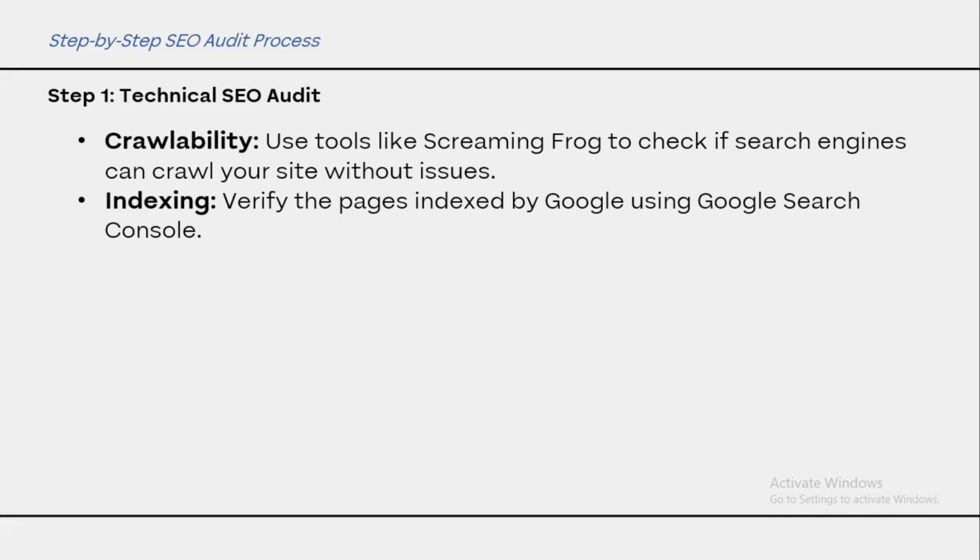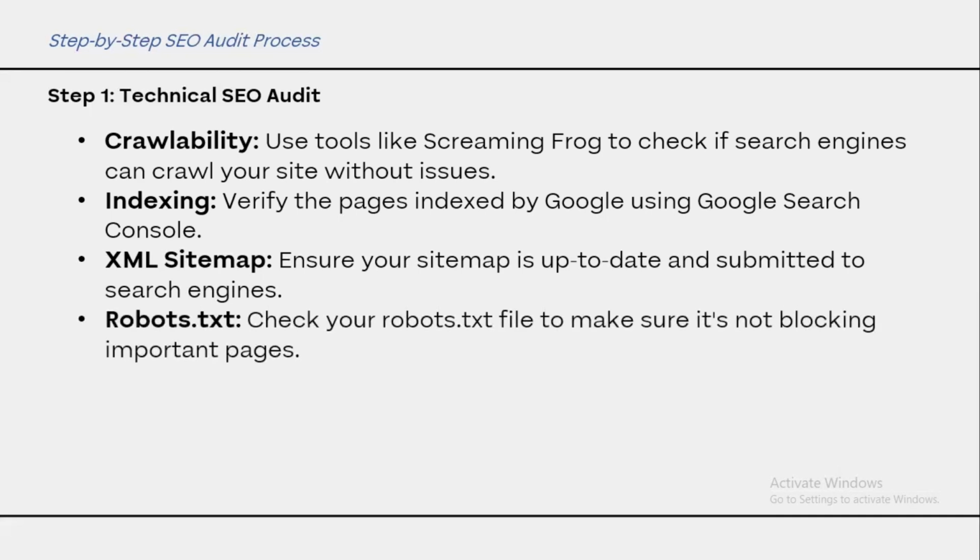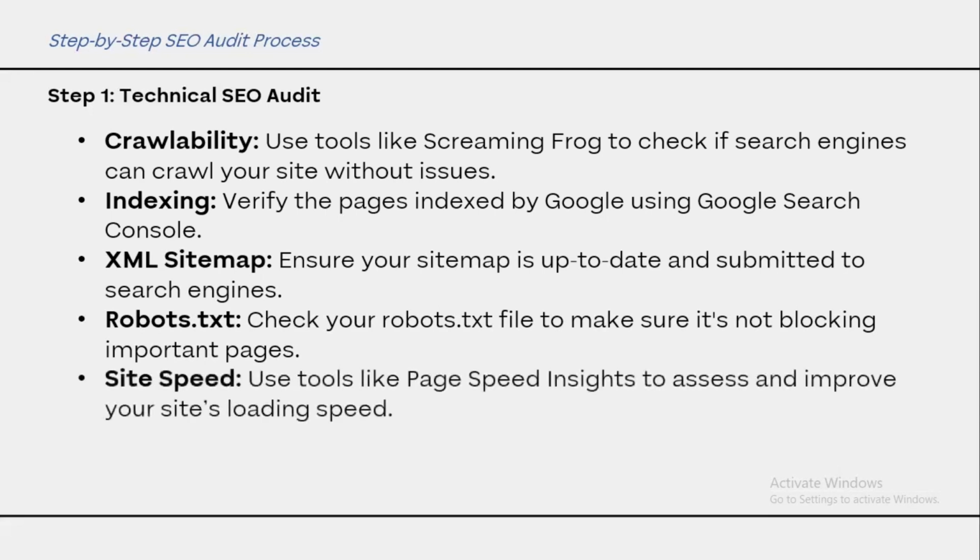Therefore, the second technical audit you need to do is indexing, to verify the page is indexed by Google, using the Google Search Console. Then the XML sitemap. This ensures your sitemap is up to date and submitted to search engines. Robots.txt: check your robots.txt file to make sure it's not blocking important pages.